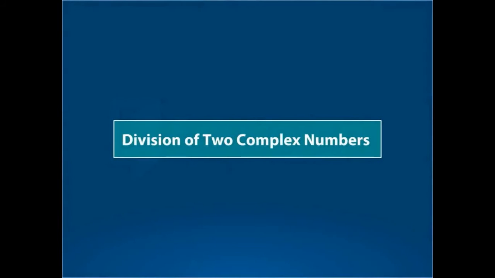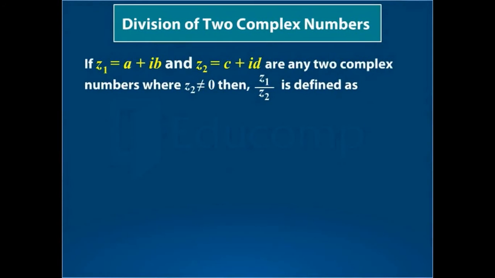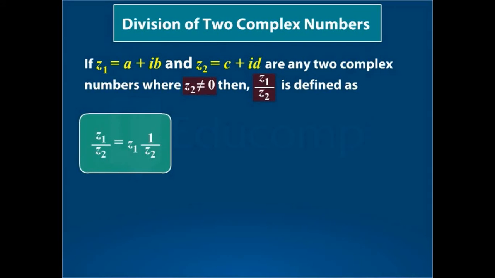Division of two complex numbers. If z1 and z2 are any two complex numbers where z2 is not equal to 0, then z1 over z2 is defined as z1 over z2 is equal to z1 into 1 over z2.